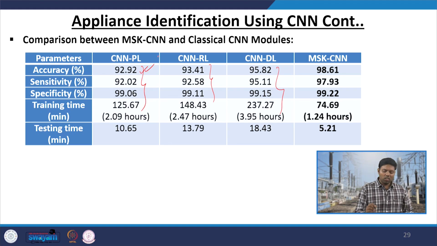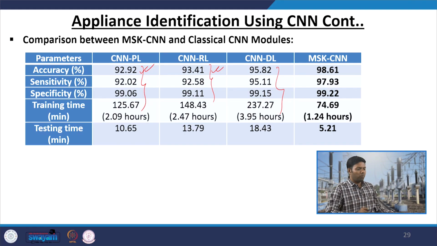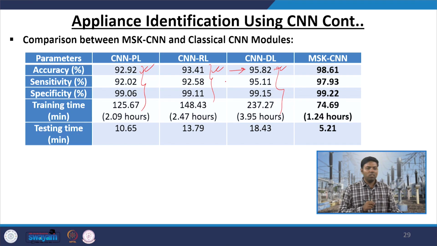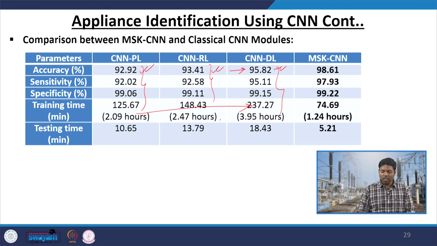Plain learning gives you the lowest accuracy. Then in residual learning, some of the input features you are giving as a skip connection to the output, so that will enhance your accuracy a little bit. Then in deep learning you always take the output and the input, concatenate them and then supply them to the next layer. All the layers take the previous layers' input and output, so the learning process is good. So, you will see a little higher accuracy, but that will increase your training time very significantly, as well as your testing time.